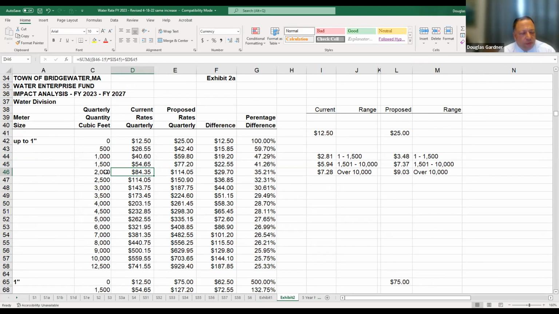So to answer your question, an average homeowner is going to be somewhere between 1,500 and 2,500 cubic feet per quarter. They're going to see a $22 increase, so that's less than $100 a year for 1,500 cubic feet. And then somebody who uses 2,500 cubic feet, and 2,500 cubic feet is 18,700 gallons of water, they're going to see a $29.70 increase each quarter. So they're going to be in this ballpark, 1,500, 2,000, 2,500 cubic feet, somewhere in this range.